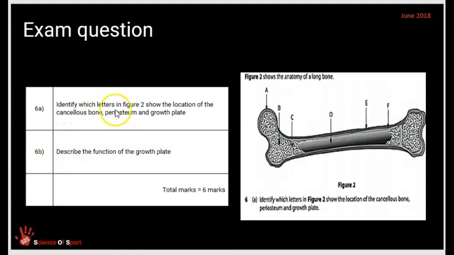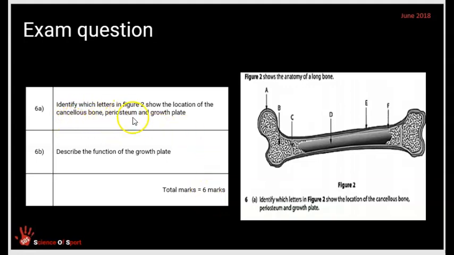So you have to identify which letters in figure 2 show the location of the cancellous bone, periosteum and growth plate. So this is purely associated with labeling the diagram. The second part of the question then says describe the function of the growth plate. So not just where is it, but it wants to know what the role of the growth plates are. So 6 marks in total.